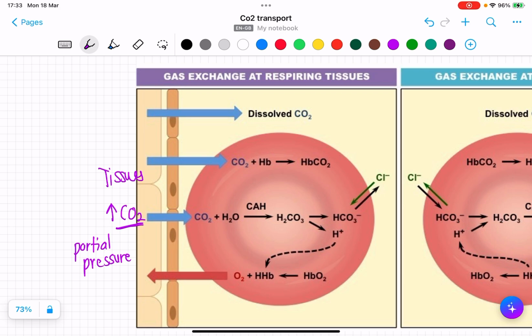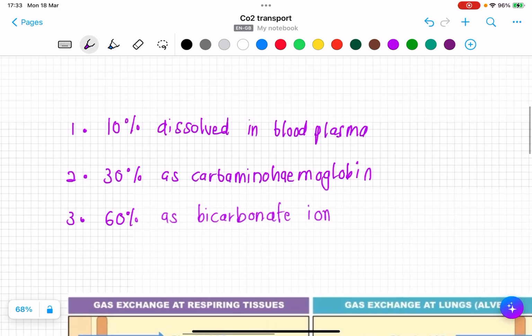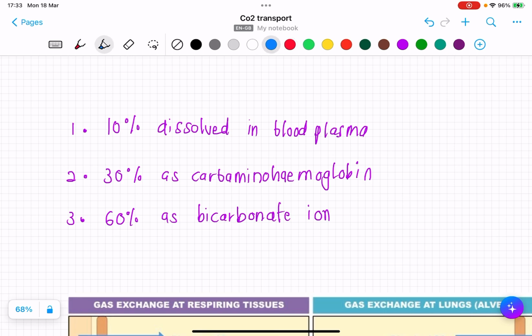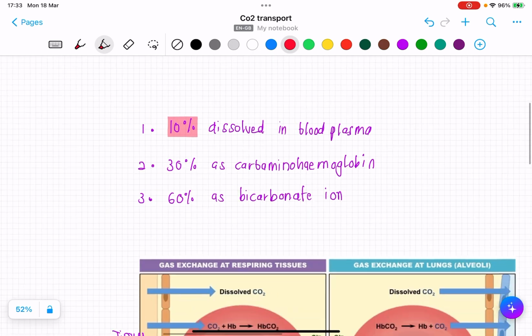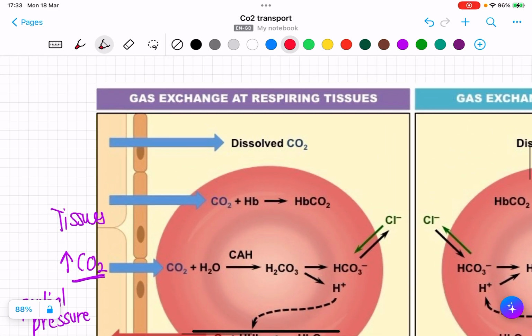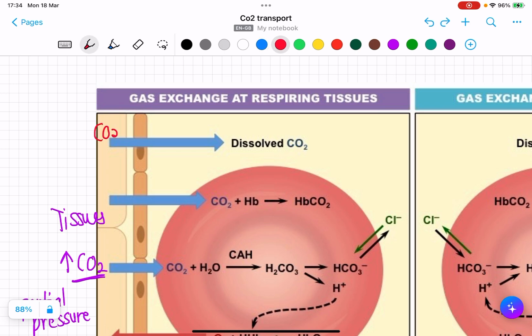Jadi CO2 tu perlu dihantar melalui darah pergi ke lung. So the first way is how we going to use the first pathway. 10% daripada all of the CO2 akan dissolve, akan dilarutkan dalam blood plasma. Just 10% of it. So very simple. You just have to mention high partial pressure of CO2 in the tissue will dissolve in blood plasma.